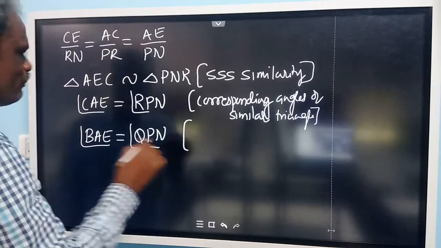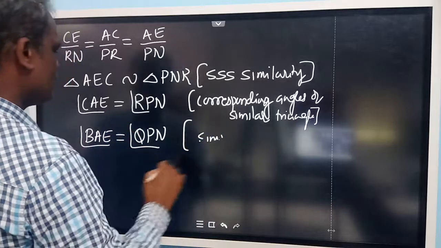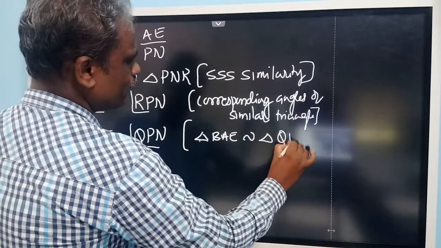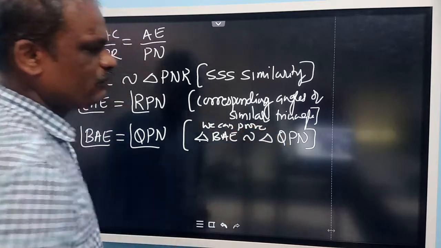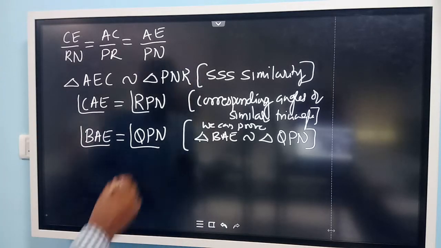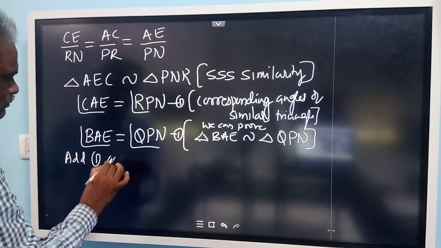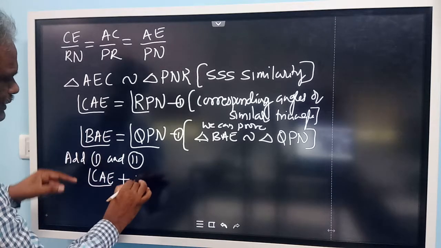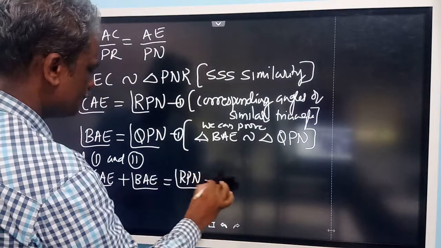So we can prove that. Similarly, we can prove that triangle BAE is similar to triangle QPN. Okay, we can prove that the triangles are similar. Instead of constructing that side, you have to construct the left side. So once you get these two, you call this 1 and this 2. Add these two, 1 and 2. So you get angle CAE plus angle BAE is equal to angle RPN plus angle QPN.